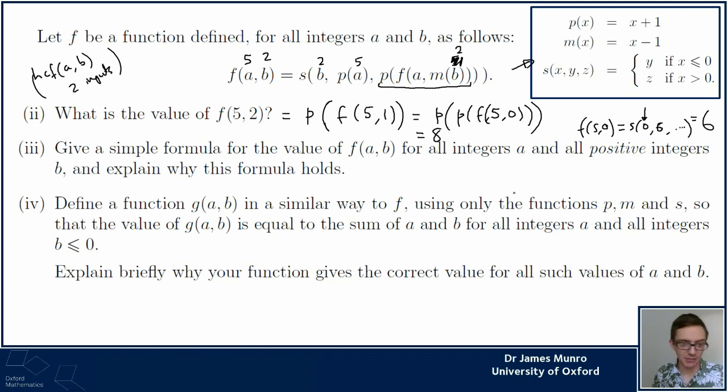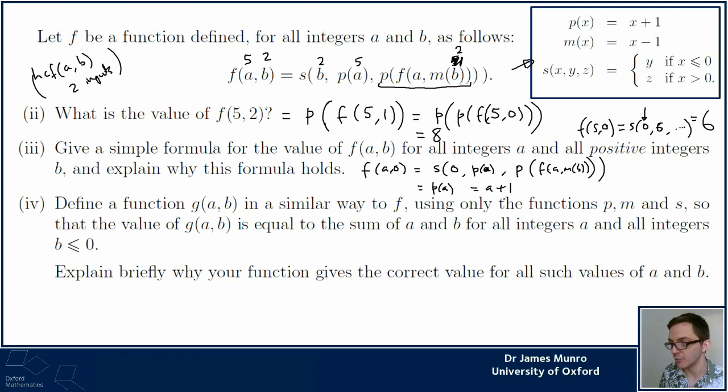Let's try and write down some true statements, because I'm trying to vocalise my intuition or feeling for how this is going to work. What I'd actually write down is something like, I don't know if 0 is positive or not, but I'd write this down anyway. I'd write down f of A, 0 is equal to S of B, which is 0, P of A, P of f of loads of horrible stuff, M of B, whatever, all this stuff. But because we're in this case, where the first argument to S is less than or equal to 0, this is going to just pull out the second term, P of A. So this is just going to be equal to P of A, which is A plus 1, which is pretty nice. Okay, that's true for all A, and for B 0 at the moment.